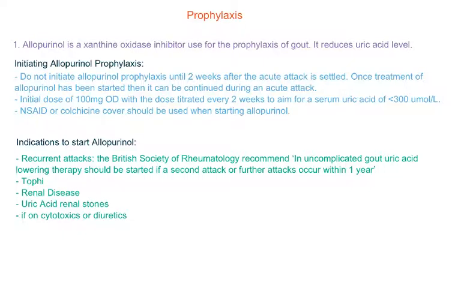Indications to start allopurinol include recurrent attacks. The British Society of Rheumatology recommend that in uncomplicated gout, uric acid lowering therapy should be started if a second attack or further attacks occur within 1 year. If there is tophi, renal disease, uric acid renal stones, or if the patient is on cytotoxics or diuretics, then allopurinol should also be indicated.